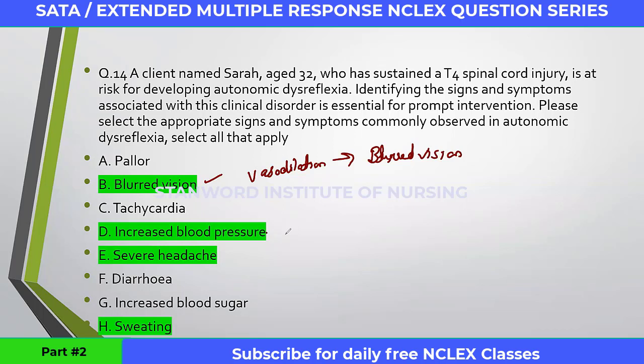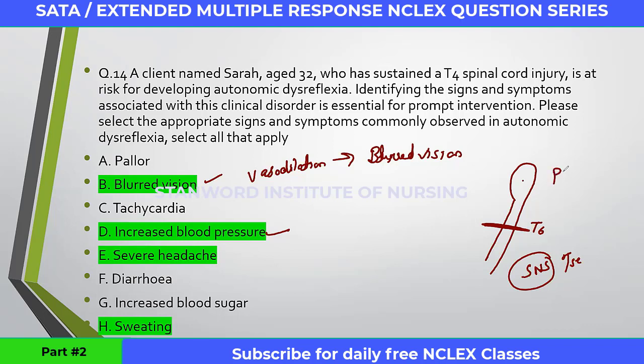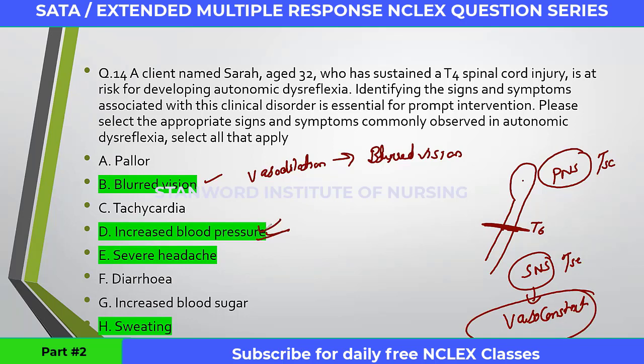Next is the increased blood pressure. This is also the right answer. So I have explained here the brain and injury up to the T6 level. Below T6, in the lower extremities, the SNS will activate, and in the upper extremities, the parasympathetic nervous system will activate. If the sympathetic nervous system activates, it does vasoconstriction, and we know vasoconstriction directly leads to increased blood pressure.